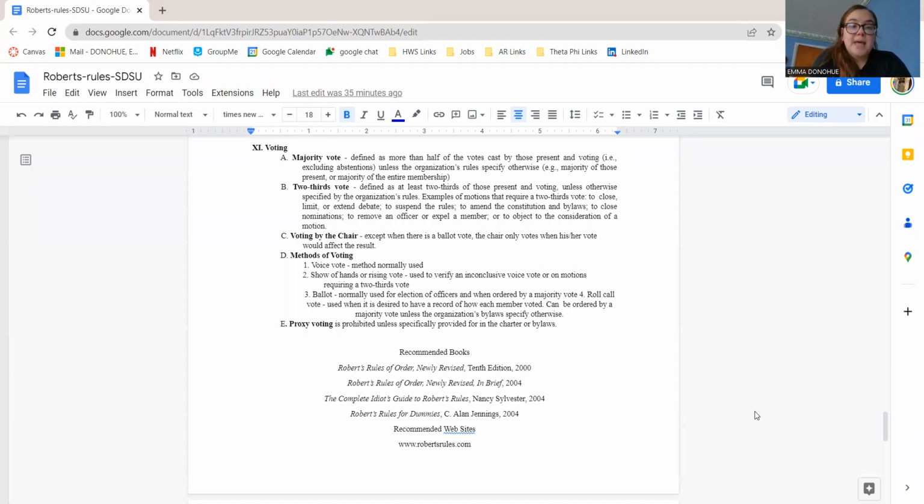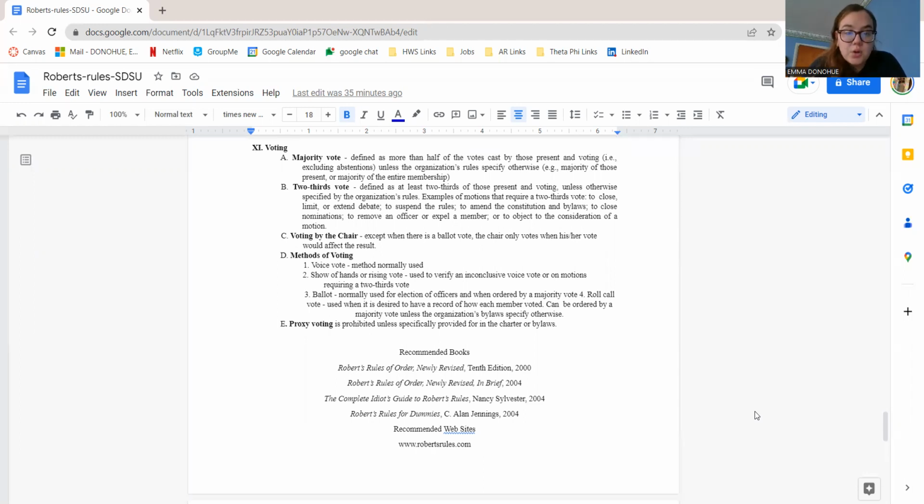Now for the methods of voting. So there's a voice vote, which is the method normally used. That's the ayes and nays. There's a show of hands or rising vote, which is used to verify an inconclusive vote or vote on motions requiring a 2/3 vote. And then there is a ballot, which is normally used for election of officers and when ordered by a majority vote.